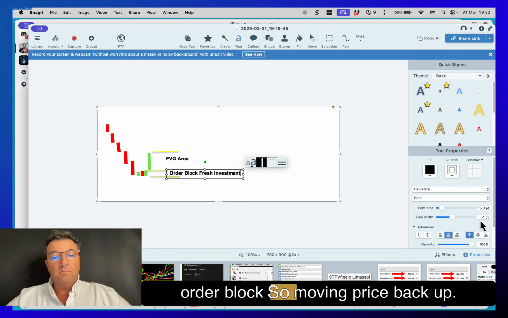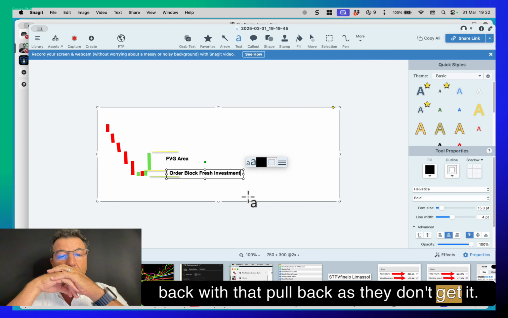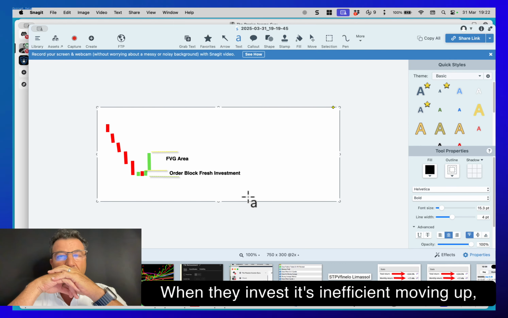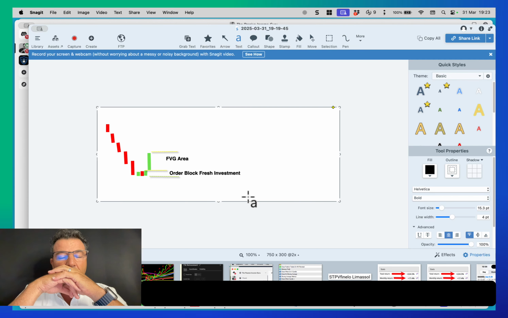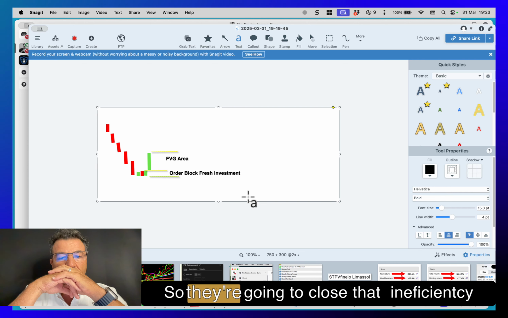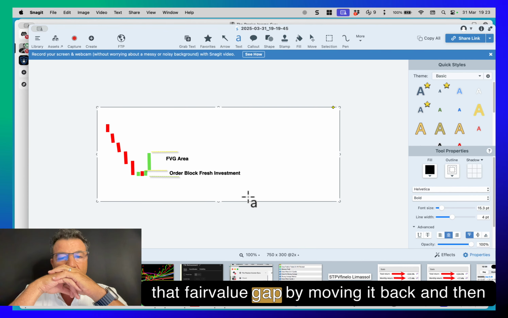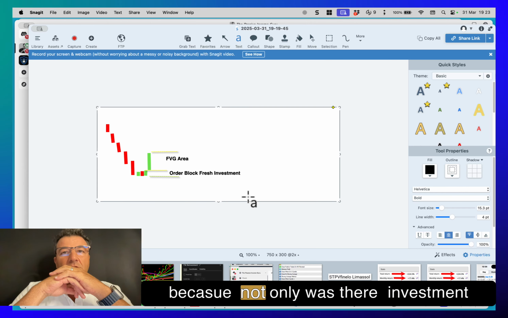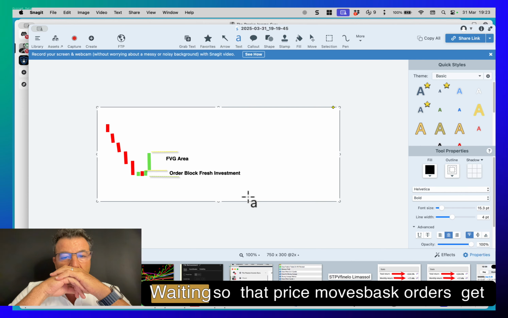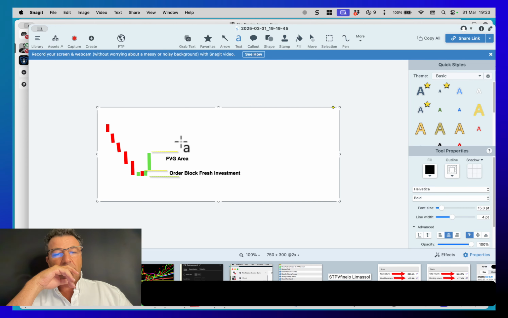So basically, we're talking about a pullback. When that pullback is there, then it's time to engage. So when they invest, it's inefficient, moving up, leaving the fair value gap. But markets like to be efficient. So they're going to close that inefficiency, that fair value gap, by moving back and then tapping into the order block and moving. Because not only was there investment there, but there are orders there waiting. So price moves back, orders get triggered, and then it moves back in their direction.